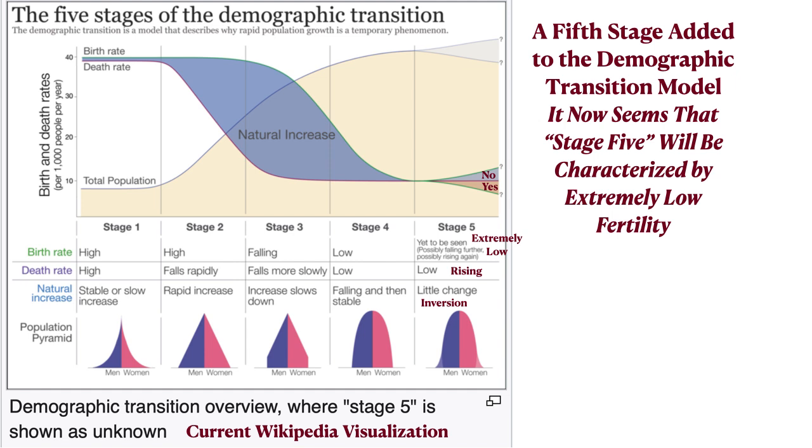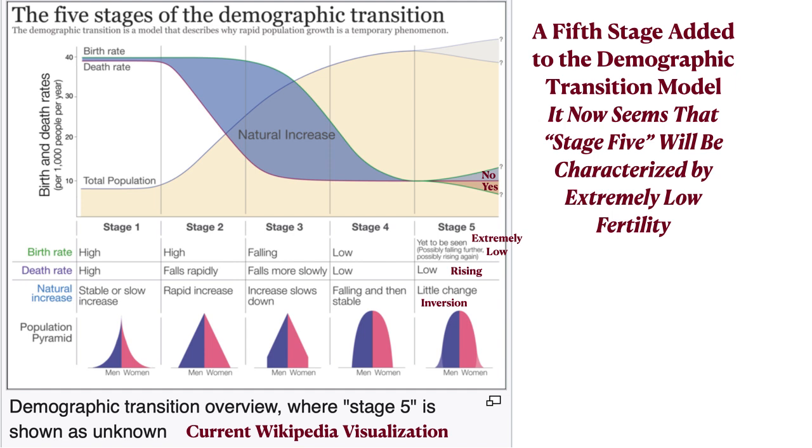Interestingly, however, on this visualization, stage 5 is shown as uncertain, yet to be seen, with the birth rate either falling further or possibly rising again. The death rate is to be low, and the natural increase is going to be little change. I would change this a bit. It definitely seems that what we're seeing in most countries of the world, just a few exceptions, is that a stage 5 is going to be characterized by lower birth rates. So I put a yes and a no in there.